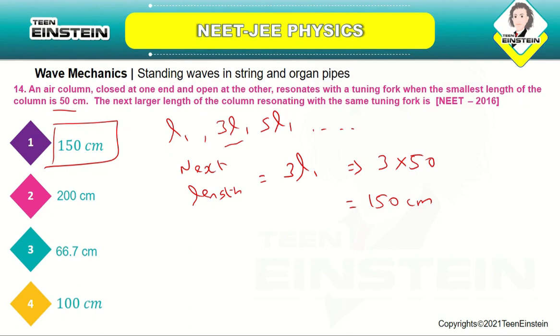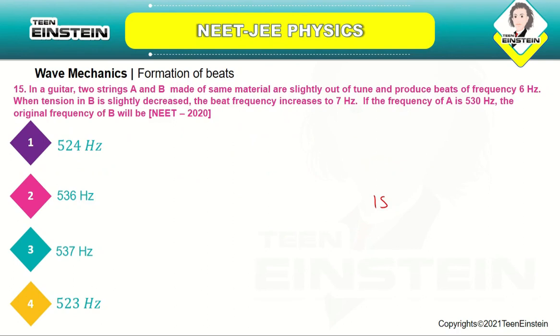Okay. So now let us see the next question. In a guitar, two strings A and B made of the same material are slightly out of tune and produce beats of frequency 6 Hz. When the tension in B is slightly decreased, the beat frequency increases to 7 Hz. If the frequency of A is 530 Hz, the original frequency of B will be?